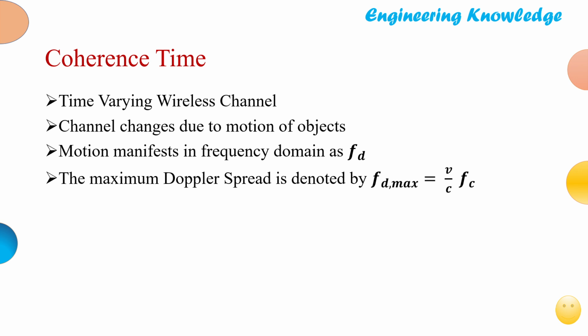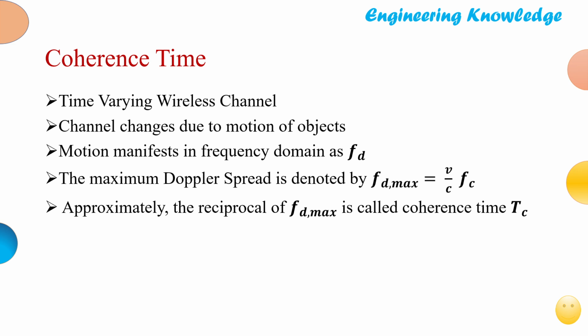So the Fd max is V upon C Fc. Remember, there is a cos theta also in Fd. So we define something which is called maximum Doppler shift. This maximum Doppler spread is basically reciprocal to the coherence time of the channel.